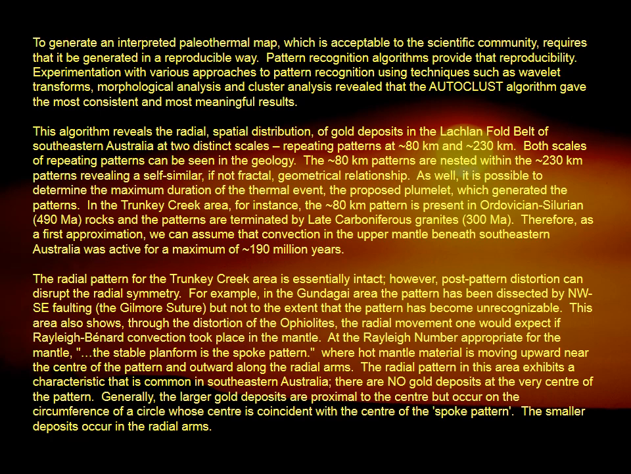The radial pattern in this area exhibits a characteristic that is common in southeastern Australia. There are no gold deposits at the very center of the pattern. Generally, the larger gold deposits are proximal to the center, but occur on the circumference of a circle whose center is coincident with the center of the spoke pattern. The smaller deposits occur in the radial arms.